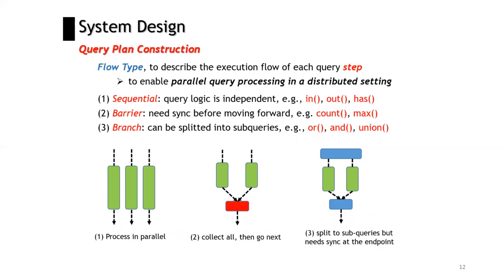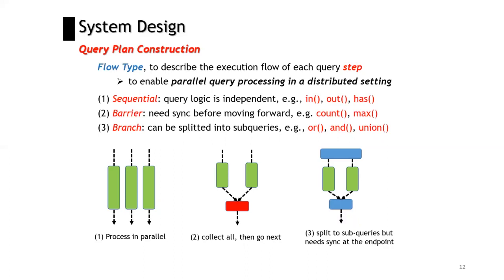To implement it, we proposed a new concept called flow type to achieve parallel query processing inside one query. The flow type defines the execution flow of each query step in a distributed setting. Sequential defines those query steps whose query logic is independent, which can safely be processed in parallel with fine-grained execution.